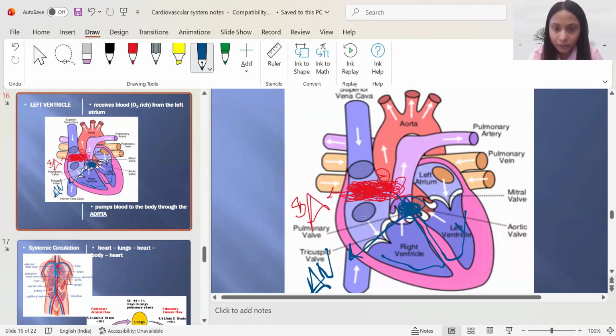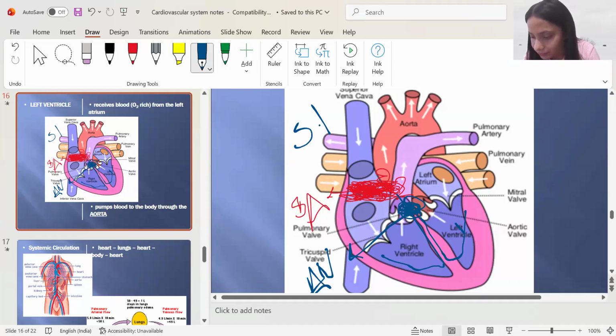Understood? What is the electrical conductivity of your heart? Yes or no? Yes, ma'am. Everyone? Yes, ma'am. One more thing: how are the S1 and S2 sounds generated? That is the lub and dub sound. How are they being generated?